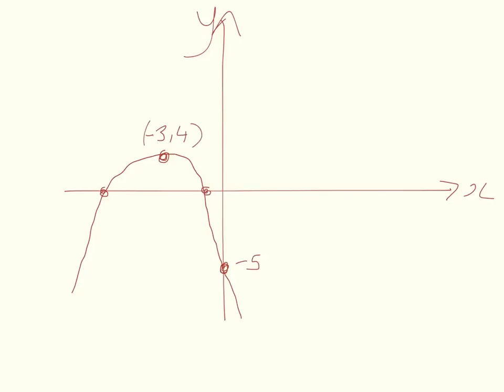Okay, so here's our x-axis, here's our y-axis. And so, it crosses at (0, -5). It has roots at -1 and -5. And the turning point is at (-3, 4). You then just need to add in all your points.